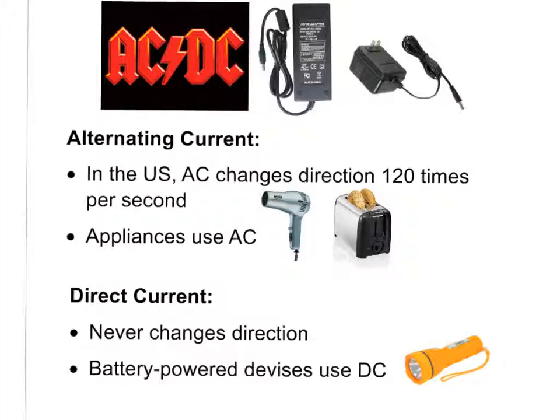Direct current, on the other hand, never changes direction. The current stays going in the same direction. Battery-powered devices use direct current, for example, flashlights.